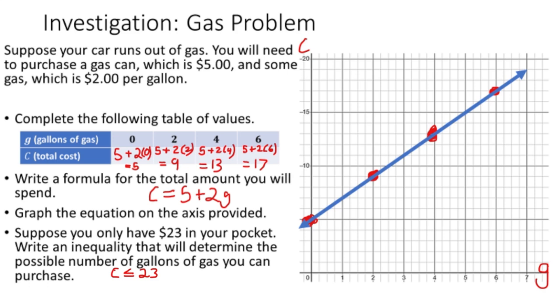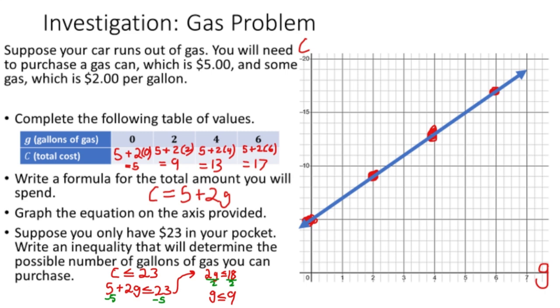Well, we already have a formula for cost. We know the cost is 5 plus 2G. So 5 plus 2G must be less than or equal to 23. And then from there, we can solve by subtracting 5 from both sides. We get that 2G is less than or equal to 18. Then divide both sides by 2, and we get that G is less than or equal to 9. So now we can see that if we have $23 in our pocket, the most we can buy is 9 gallons of gas.